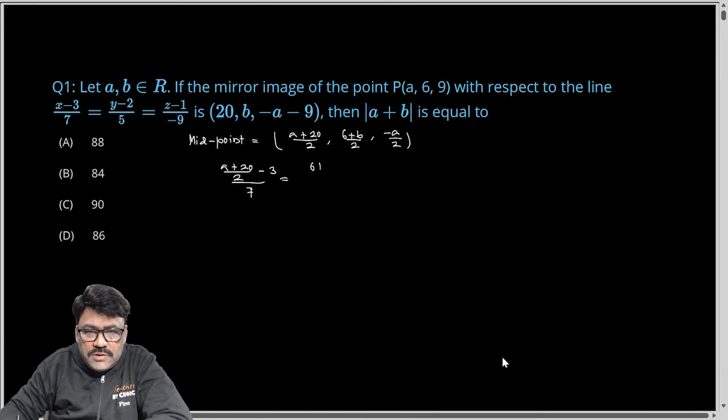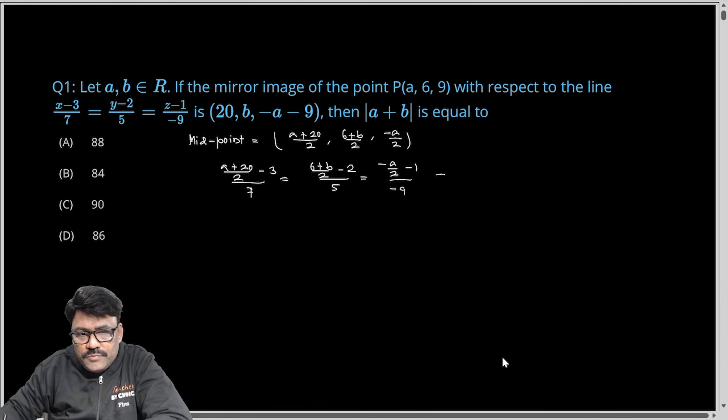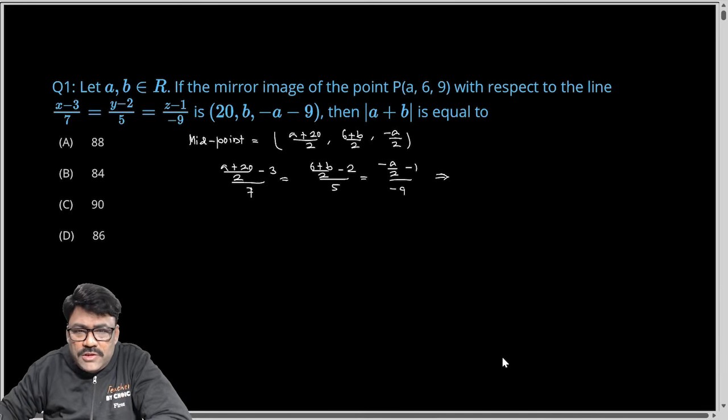6 plus (B/2 minus 2) whole divided by 5, and minus (A/2 minus 1) whole divided by minus 9. So now I'm getting A plus 20 minus 6, 14.